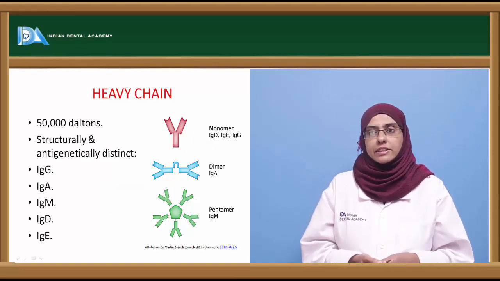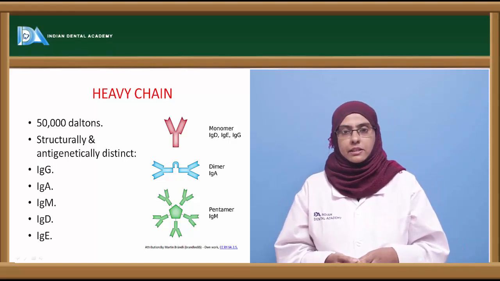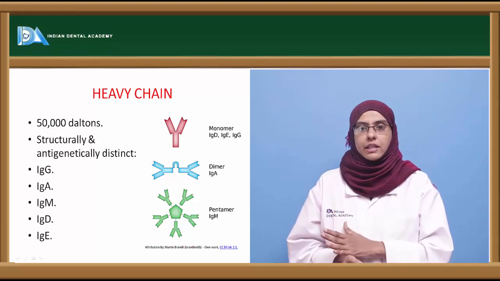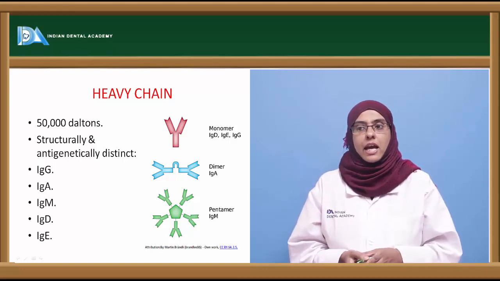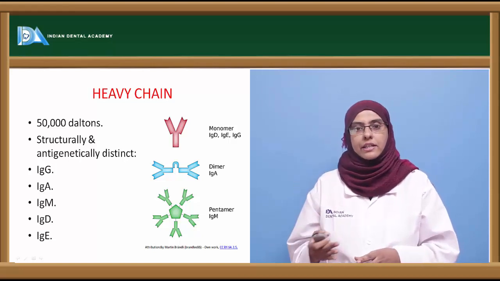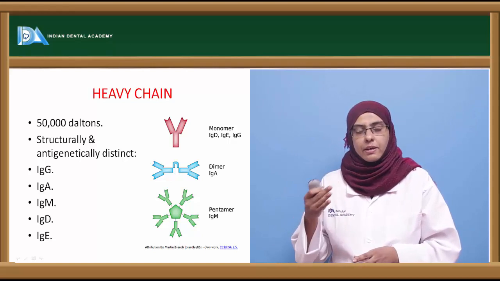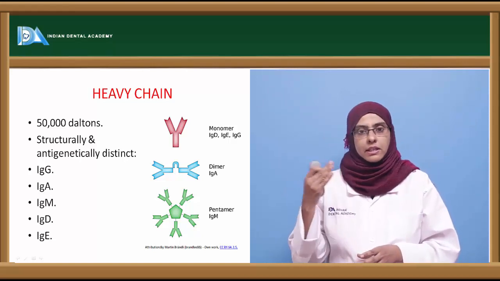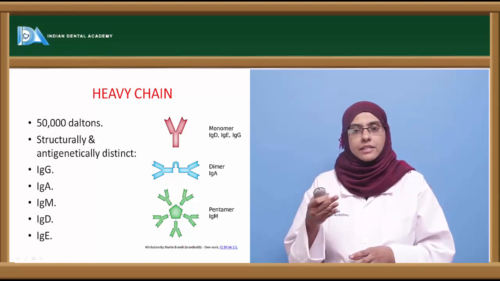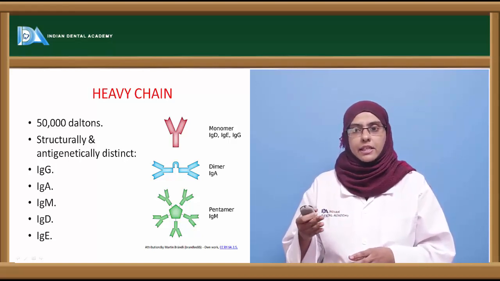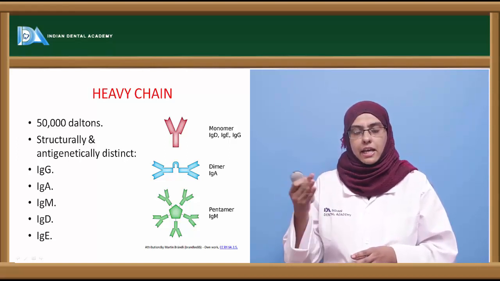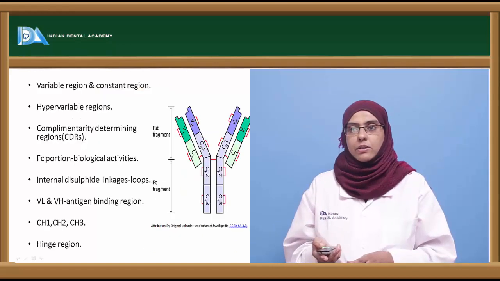Now coming to the heavy chain, it is genetically and biologically distinct and carries out different functions, and it weighs about 50,000 daltons. Structurally and antigenically distinct, based upon that you can classify the antibodies into 5 major types, named with Greek letters: IgG, IgA (alpha), IgM (mu), IgD (delta), and IgE (epsilon). They carry out different biological functions in the human body.